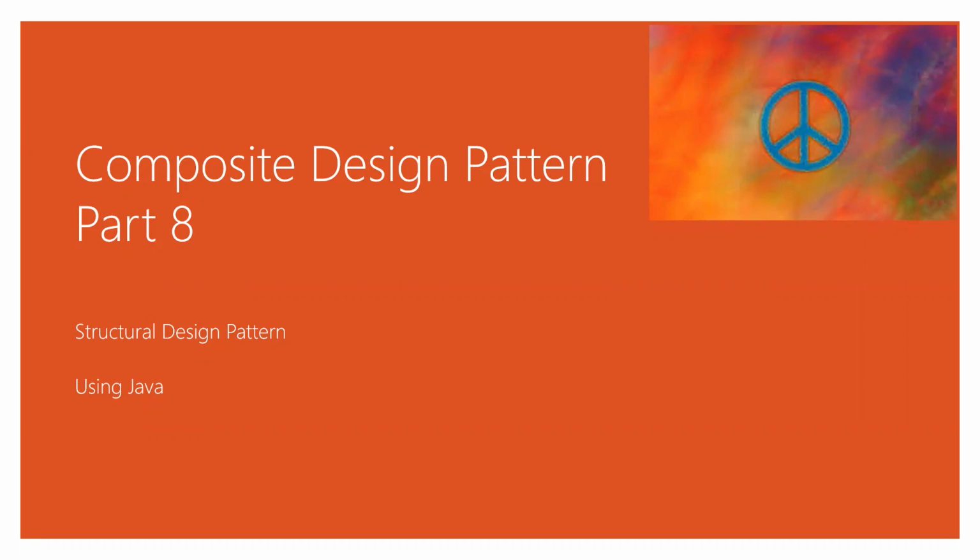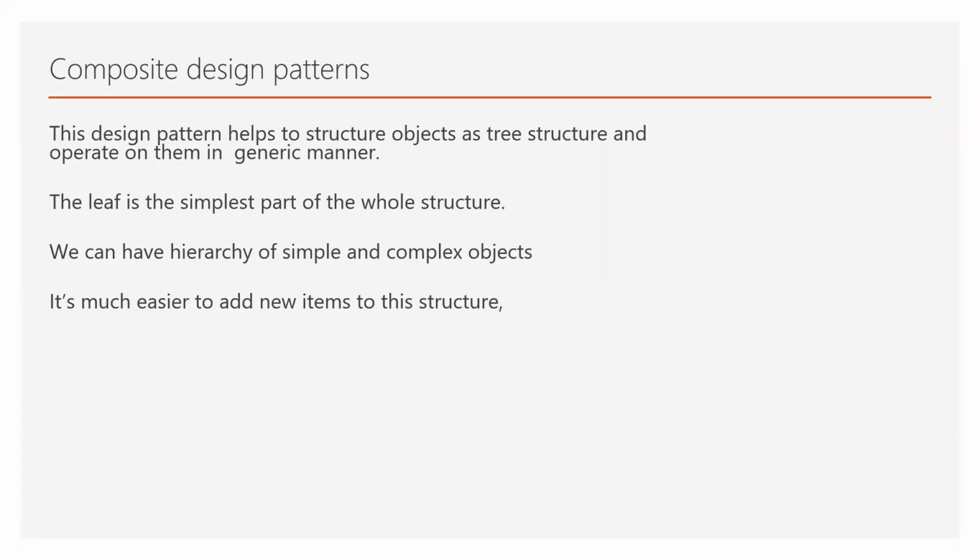So as part of the design pattern series, today we'll be discussing composite design patterns, which is part 8, and let's go. This design pattern helps to structure objects as a tree structure and operate on them in a generic manner. We can have a leaf, which is the simplest part of the whole structure, and we can have complex objects. By complex, we mean it could be a collection of simple or leaf objects, or a collection of other complex objects.